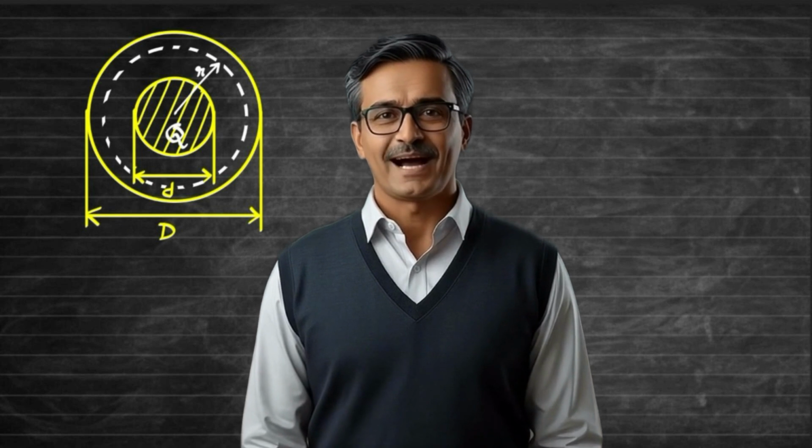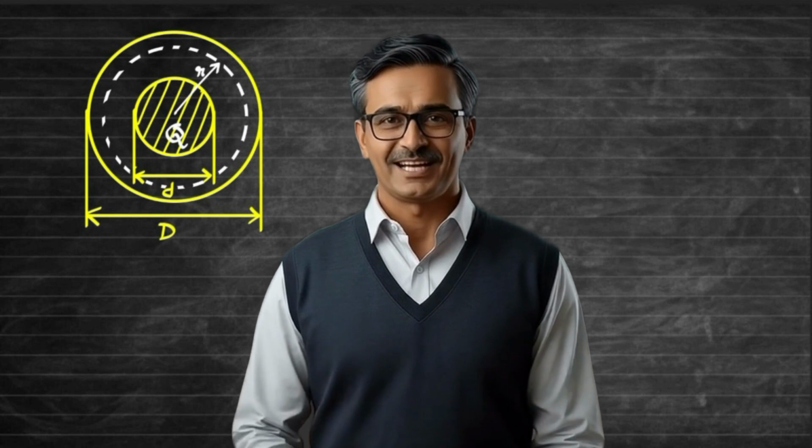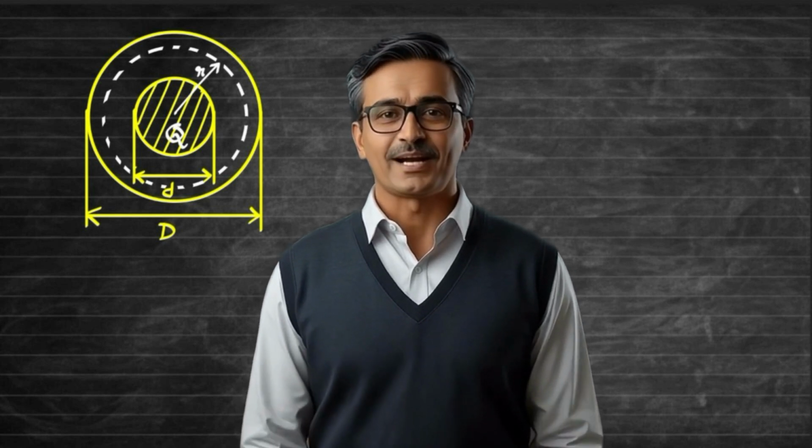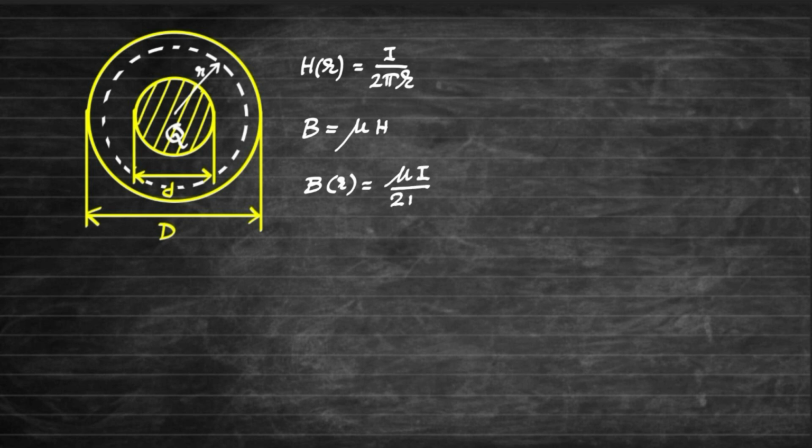Now, we will derive the expression of inductance of the cable per unit length. For that, let us consider that capital I is the current flowing through the inner conductor. From Ampere's law, the magnetic field at radius small r can be written as H of small r equals I divided by 2 pi r. Now we know that the magnetic flux density is B equals mu H. So we can write B of small r equals mu I divided by 2 pi r.